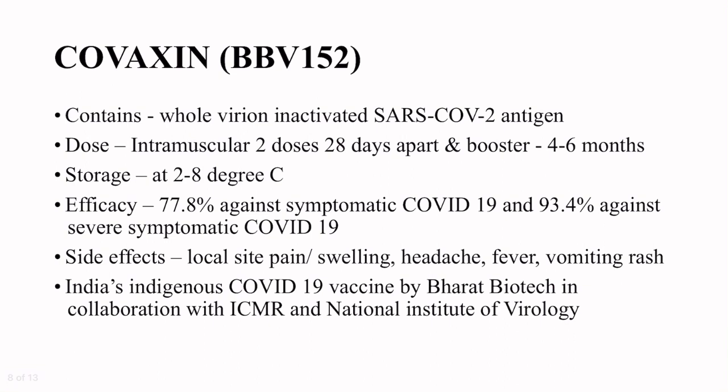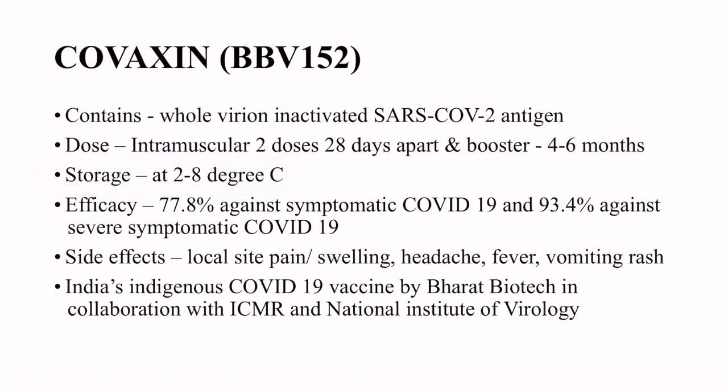To begin with, we'll start with COVAXIN. The scientific name for COVAXIN is BBV152. It contains a whole virion inactivated SARS-CoV-2 antigen. The dose is usually given intramuscularly and it is 0.5 ml, 2 doses 28 days apart, and a booster is given after 4 to 6 months. It is usually stored at 2 to 8 degrees Celsius.